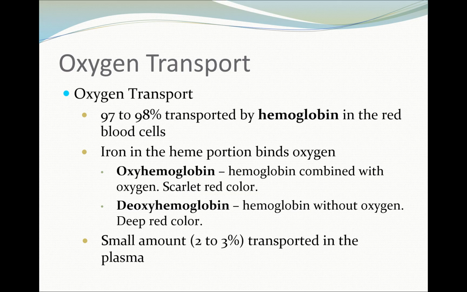the oxygen. So oxyhemoglobin will be a scarlet red color because that will be when the hemoglobin is combined with your oxygen. That's what our arterial blood will look like. And then our venous blood will have deoxyhemoglobin, which is hemoglobin without oxygen, and that's why when you get a blood draw from a vein, it's that deep red color. A very small amount of the oxygen will be transported in the plasma, only about 2 to 3%.